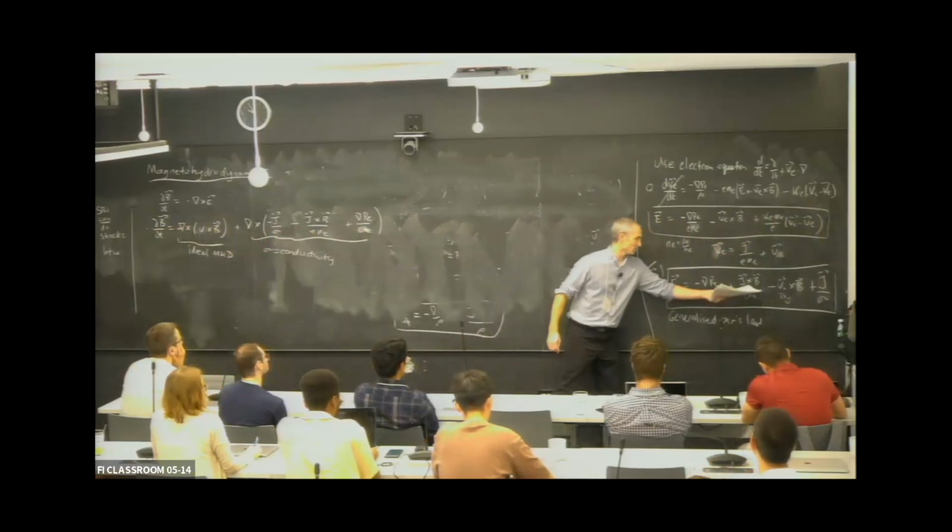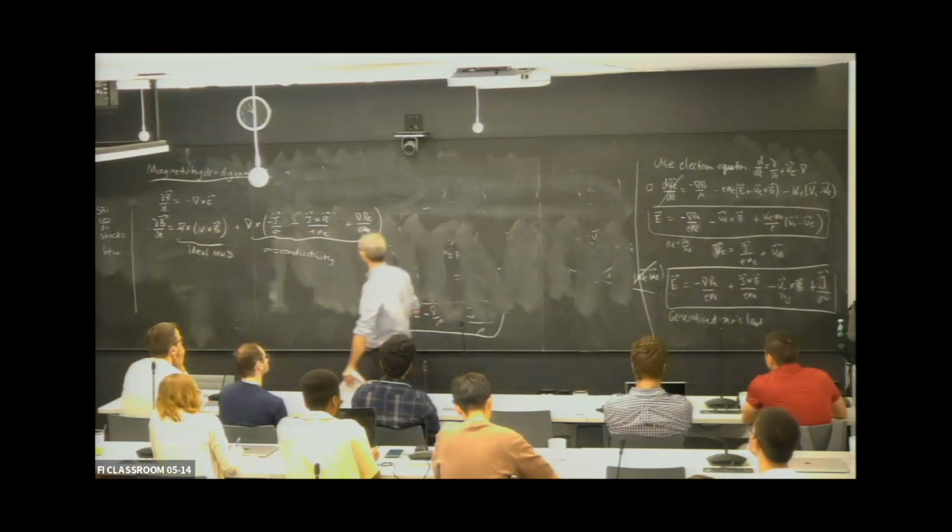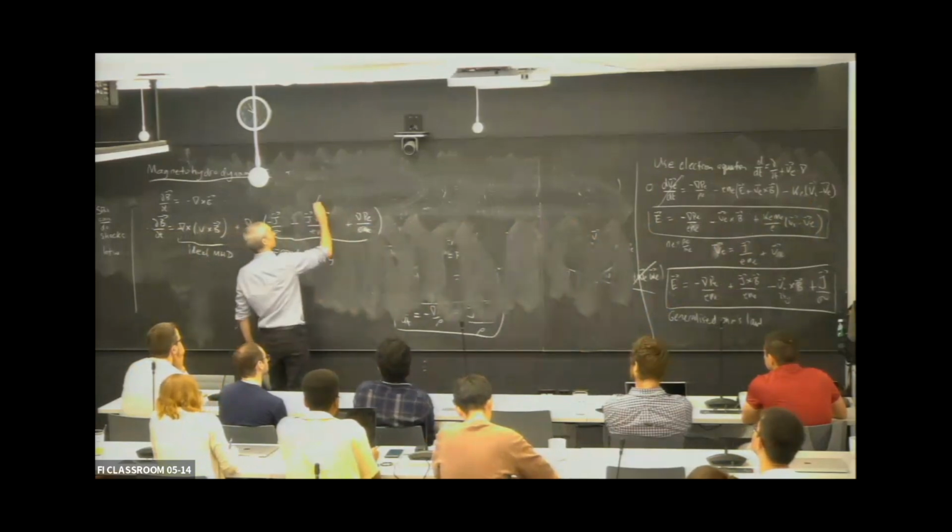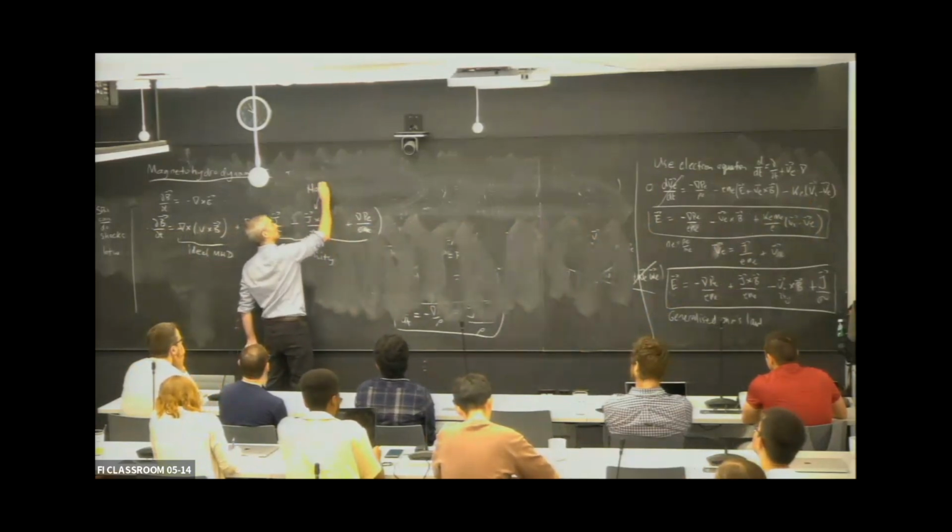Okay, what's this term, J cross B over e n_e? This thing is called the Hall effect.